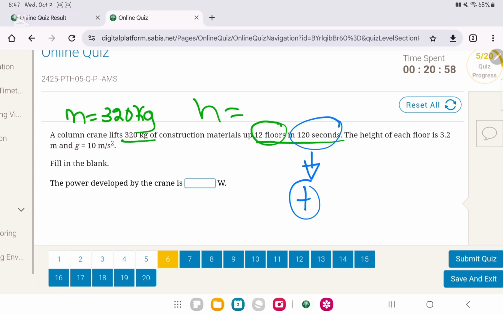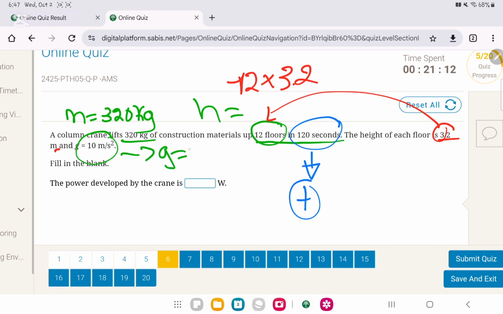Okay? They're telling us the height of each floor is 3.2. So we're gonna go here. We're gonna do 12 floors times the height in meters. So times 3.2. This is our height. And we have G, which is 10 meter per second.